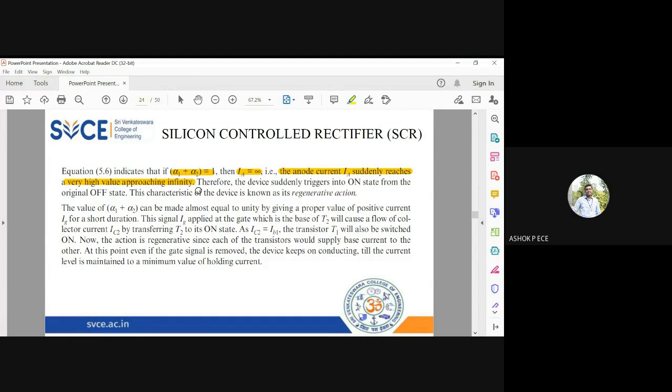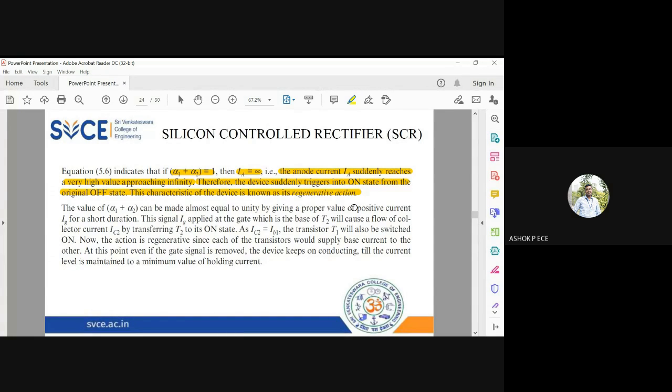When a very heavy current flows through the device, it is said to be in on state. So the device will be entering into on state from the off state. So this characteristic of the device is called regenerative action. So when alpha 1 plus alpha 2 is approximately equal to 1, the anode current suddenly approaches infinity. So this turns on the device from the off state, and this characteristic is called regenerative. Regenerative means it is going back into the active region where it is going to be in on state forever.